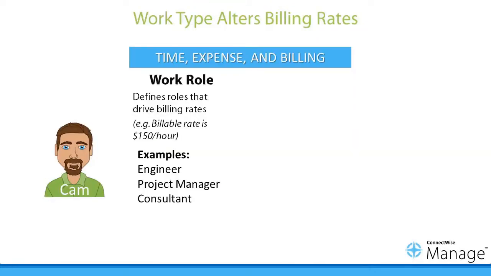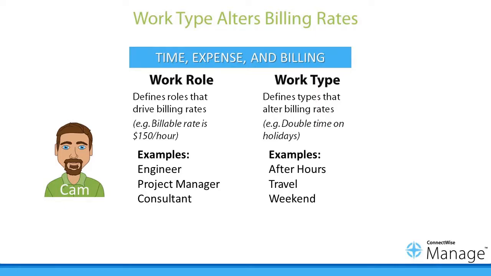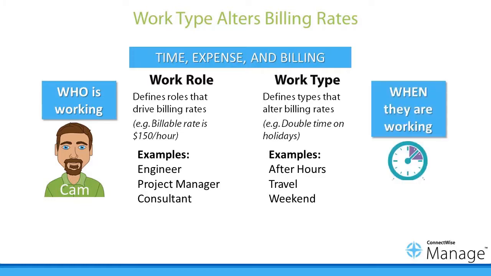We just learned that the work role will define billing rates, but what if Cam is working on a holiday? Won't his rates change? That's why we use work type to define the conditions that will alter billing rates, such as double time on holidays. The two parts of the time entry that drive billing rates are the work role to define who is working and work type to define when they are working. These work together to produce the correct billing amount. Other examples of work type you might want to set are after hours, travel, and weekend.